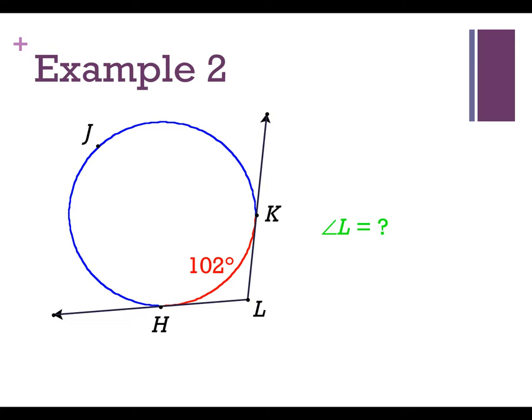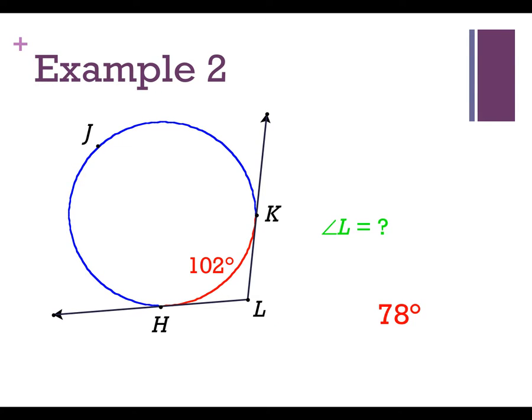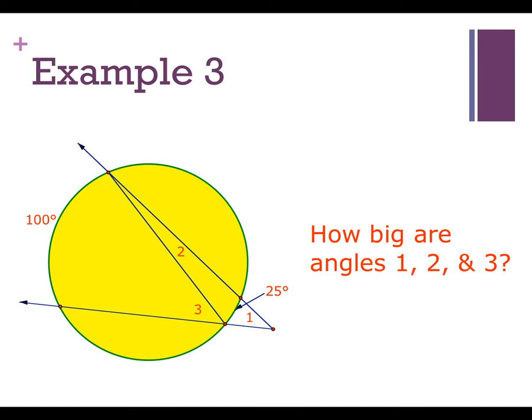Is everybody good with that? Wait, how did you go from 258 to 78? Big arc, 258, minus little arc, 102, divided by 2, gives you 78.